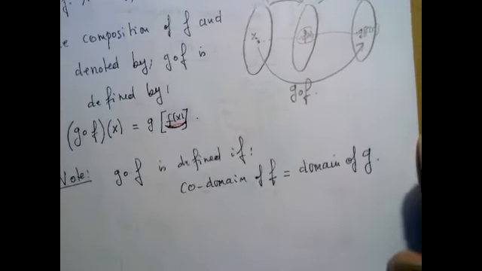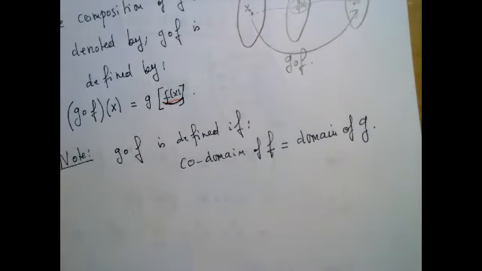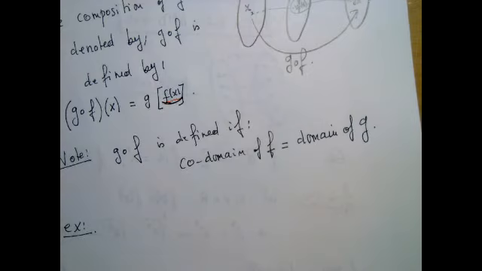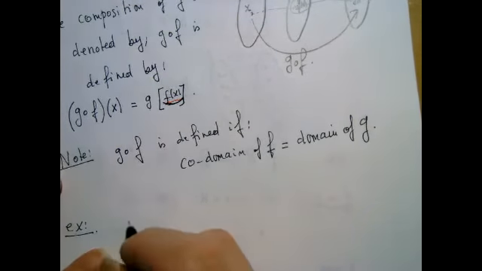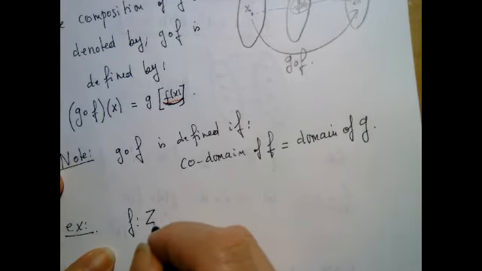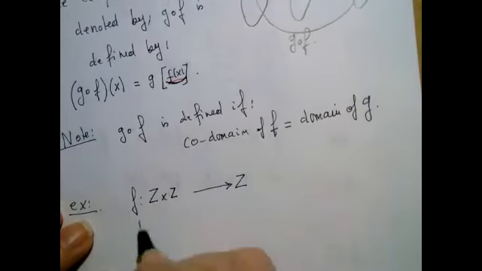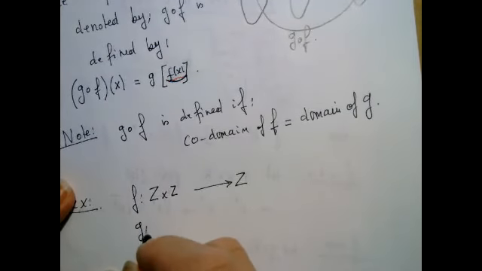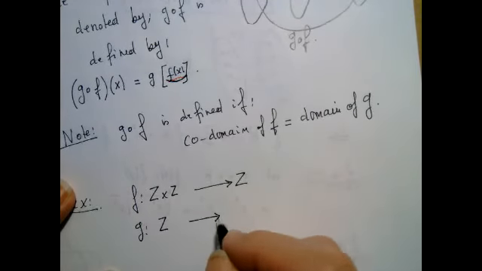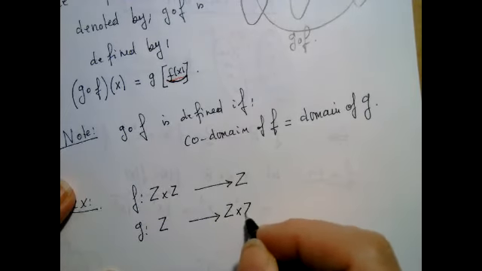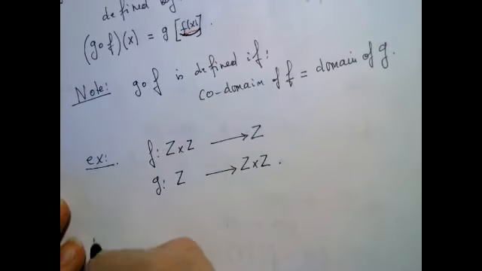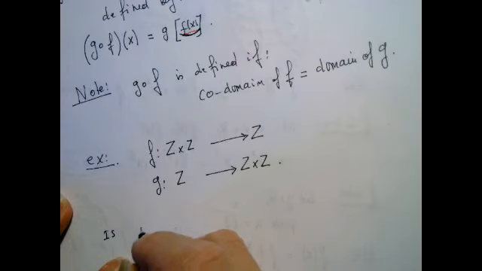All right. So a very straightforward example. Suppose I asked you the following. I tell you that we have a function f. Okay. Suppose f is a function from Z cross Z into Z. Okay. I will tell you later how it is defined. That's not my problem now. And g is a function from Z into Z cross Z. Okay, those are my two functions. Question number 1, is f composed with g defined?